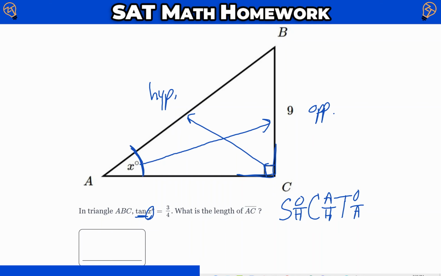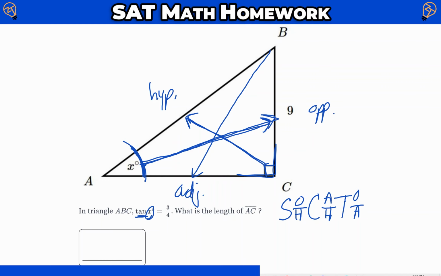If I'm coming from angle A, opposite is here. But if I'm coming from angle B, the opposite is now this side. But since we're coming from X, let's continue to say that the 9 is opposite. The hypotenuse is the hypotenuse regardless of where we're coming from. And then by default, this is going to be adjacent for angle X.